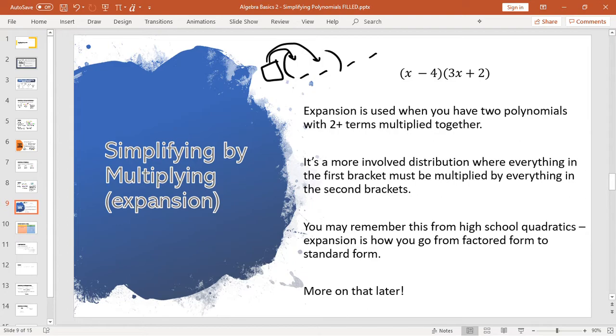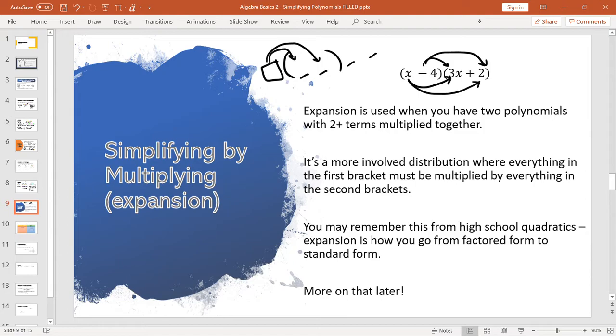The problem with expansion, where you can get messed up, is you have to take this x and multiply it by the 3x and the 2. And you have to take the negative 4 and multiply it by the 3x and the 2. So it just gets a little messy. So we have some tricks we use for that. And this is completely old school.